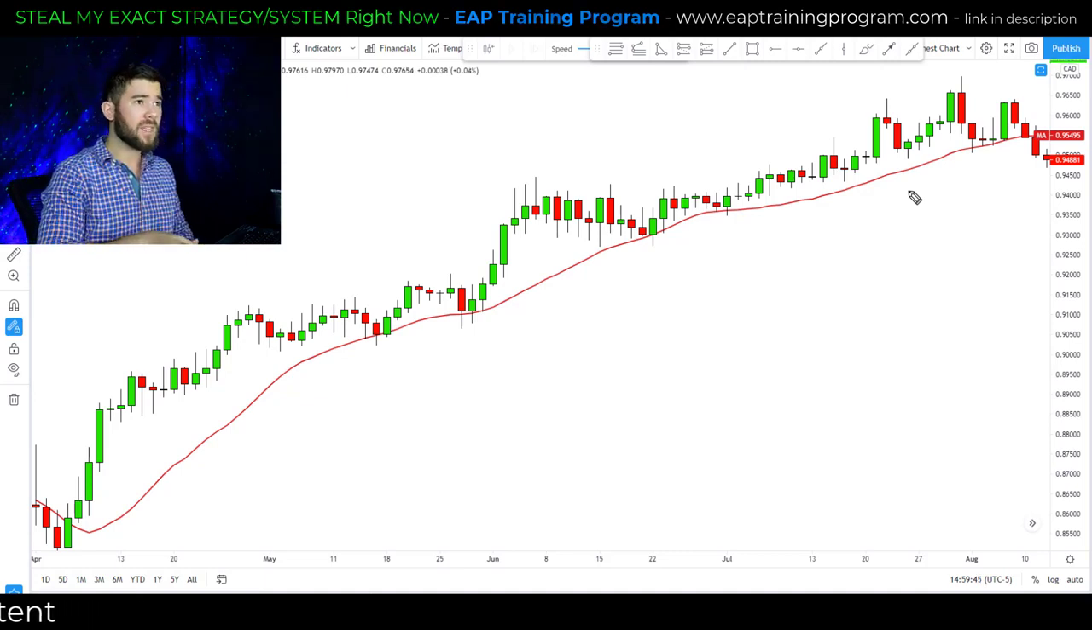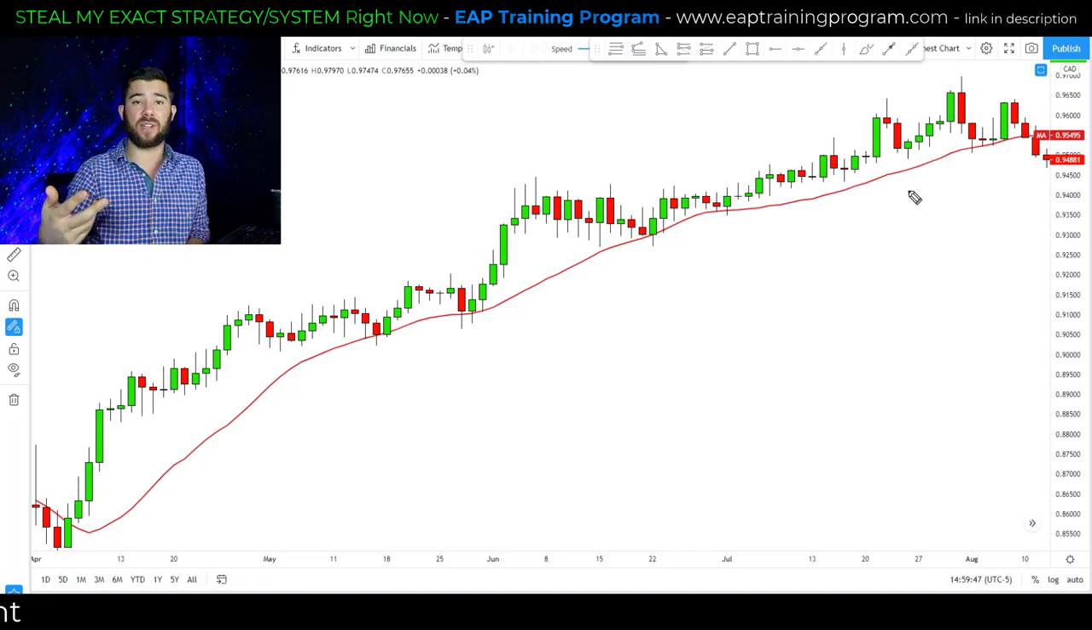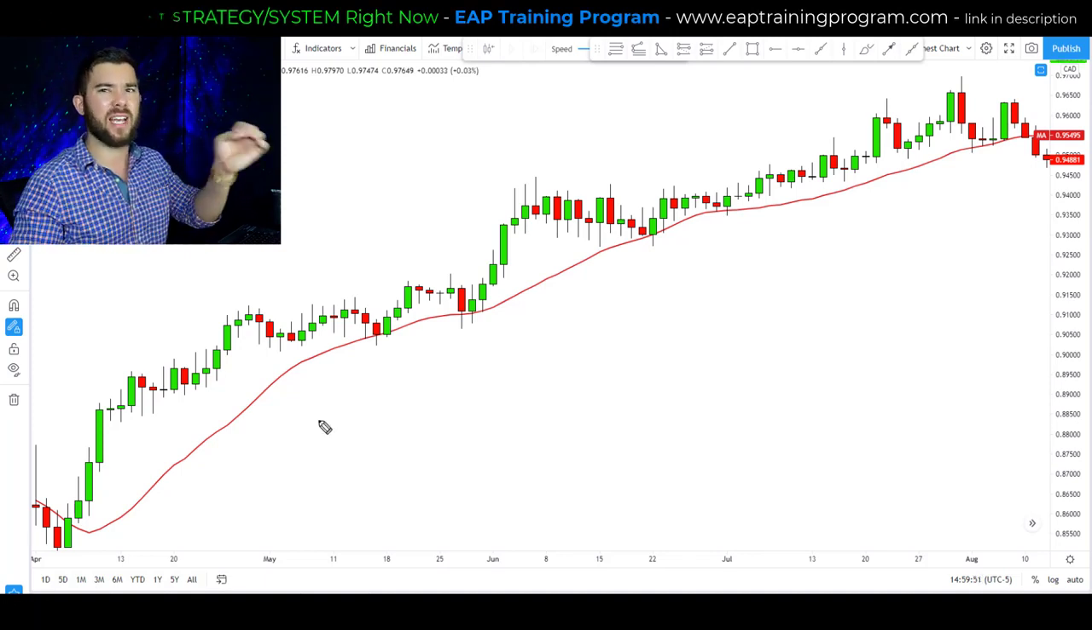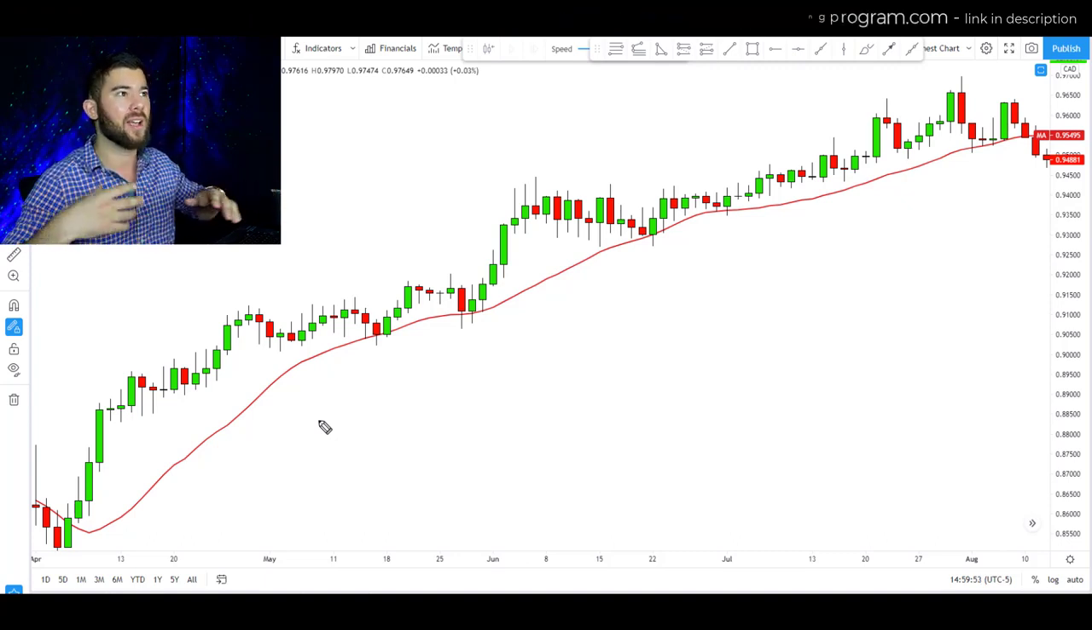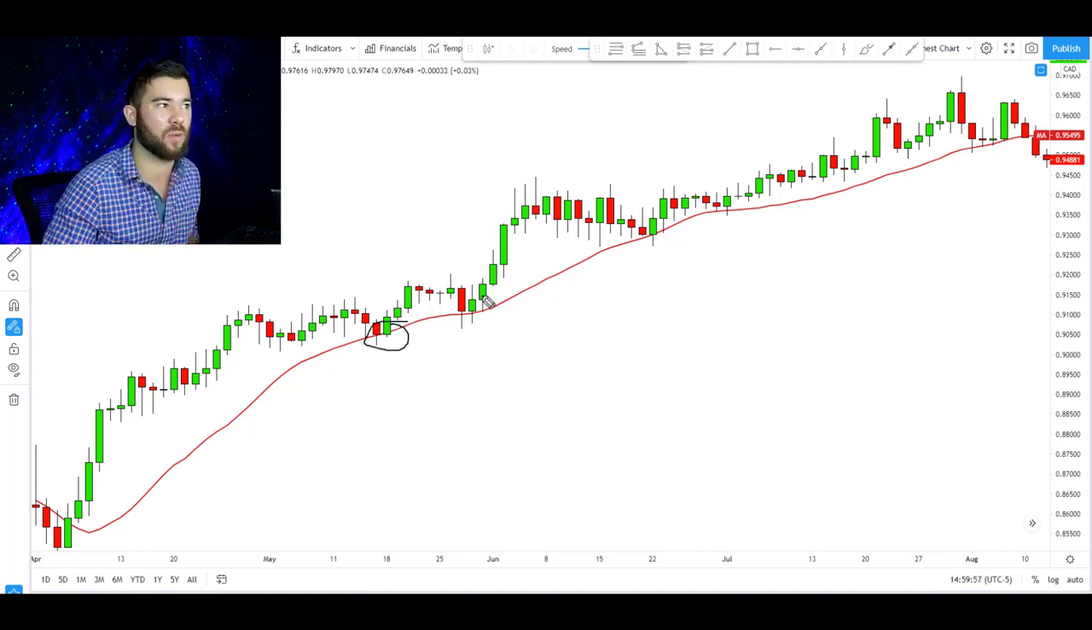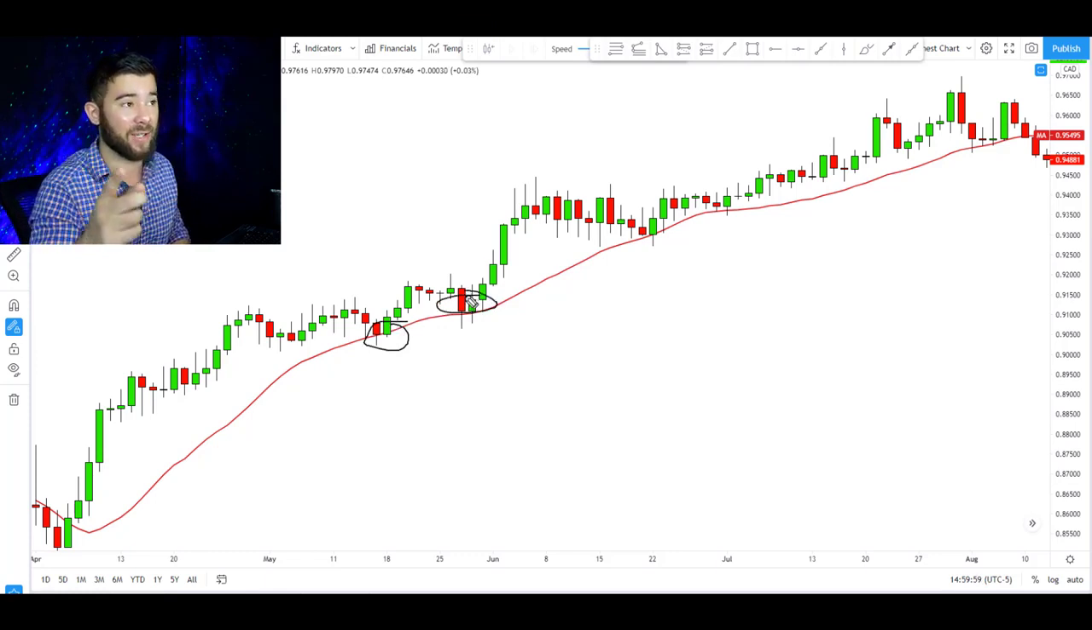But the next way I like to use moving averages is as an area of value. As you can see on the chart here, yes, this is cherry picked and it will not work every single time. I'm not saying buy every time the market hits the 20 period moving average. Trust me, I've done that and it sucks. It does not work. That's why, let me just break off for a second here.